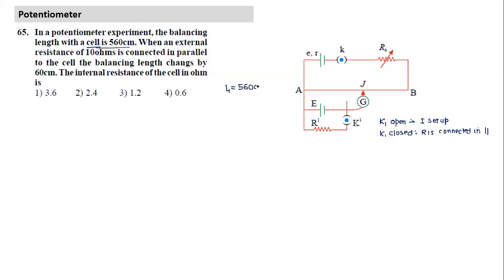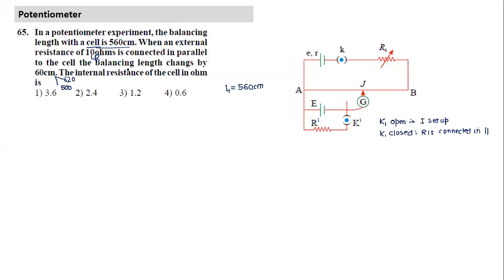Now what is given? When an external resistance of 10 ohm, which is nothing but capital R, is connected in parallel to the cell, the balancing length changes by 60. Changing by 60 means there are two possibilities. If we change by 60, it could become 620 or it could become 500. The question is which of the two is correct?